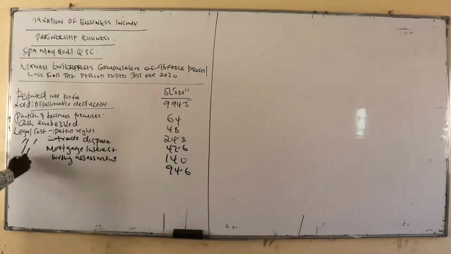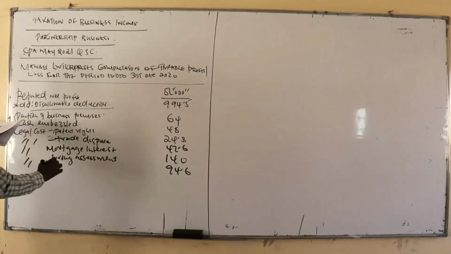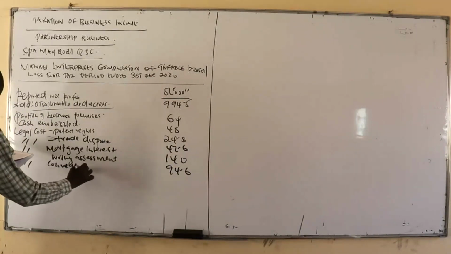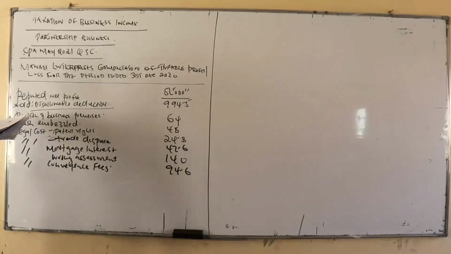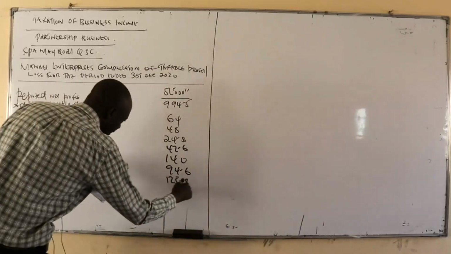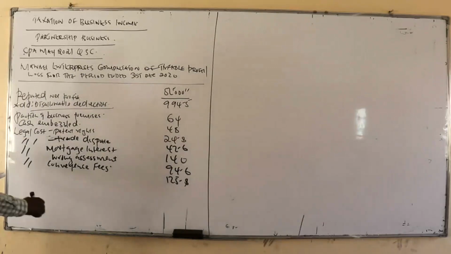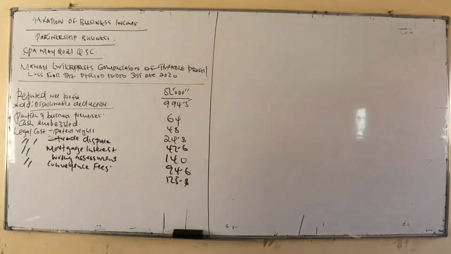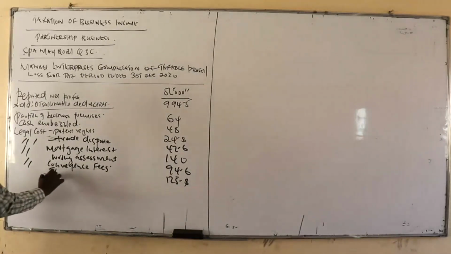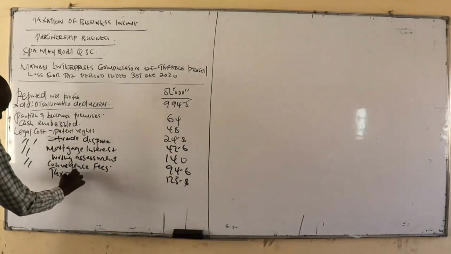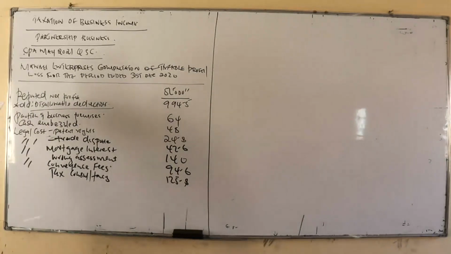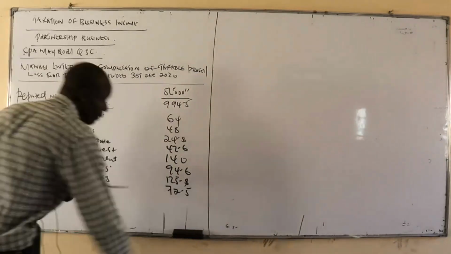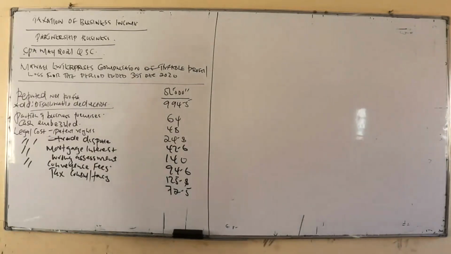Conveyance fees. Legal costs on conveyance. Conveyance fees are a form of tax, isn't it? How much is it? 125.8. And then we have tax consultant. We said any cost that is connected to tax is not allowed. So we write here tax consultants. How much? 72.5. So we are through with legal cost.